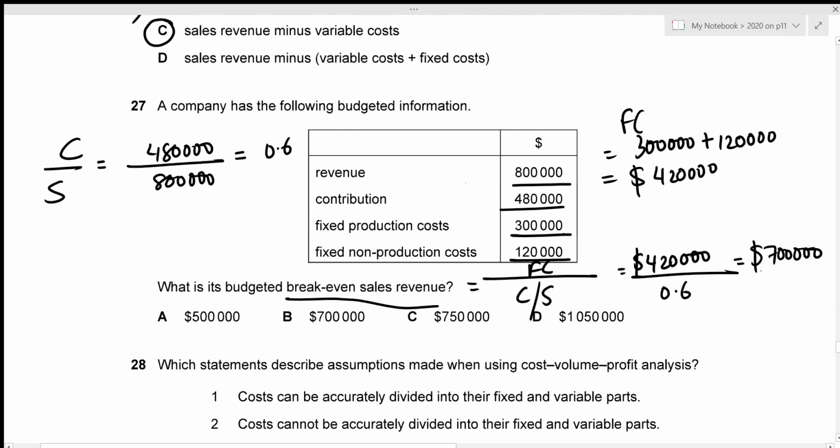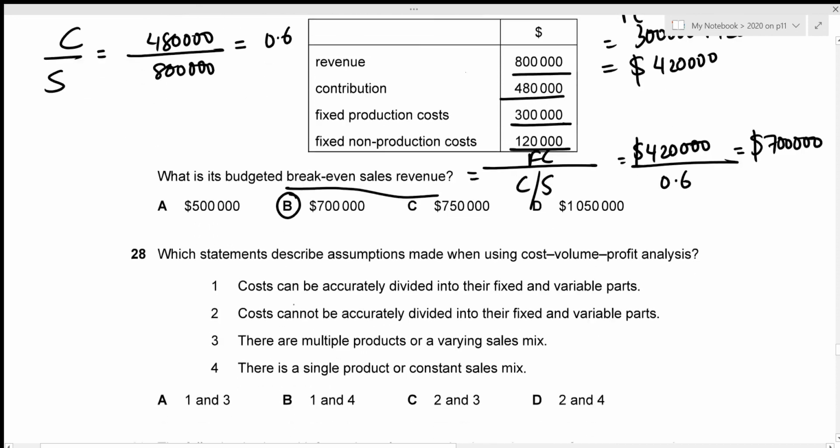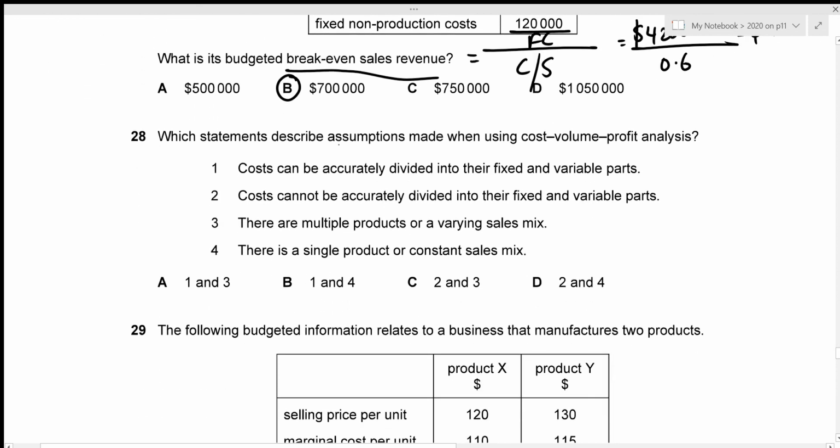And this amount is given in option B. That will be the correct answer. Now we can move towards question number 28. Which statements describe assumptions made when using cost volume profit analysis?